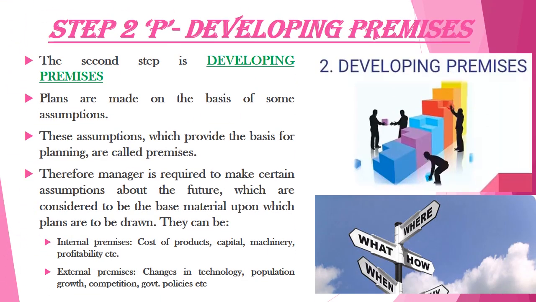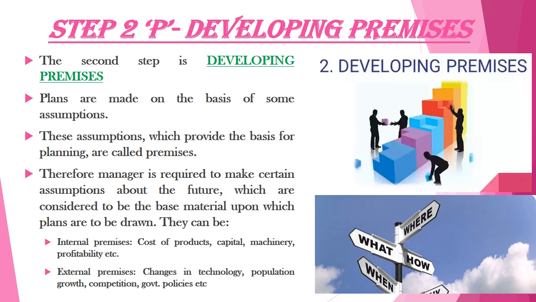After setting the objective, the next step in the planning process is developing the premises. Since planning is futuristic and it has to depend on certain assumptions of what might happen in the future, these assumptions which provide the basis for planning are called the premises. So plans are made on the basis of some assumptions only. Therefore, the manager is required to make certain assumptions about the future which are considered to be the base material upon which plans are to be drawn.